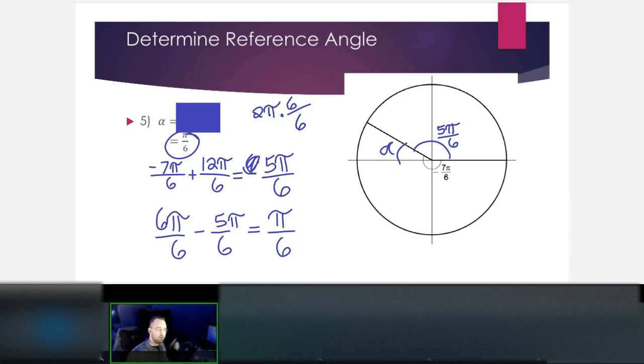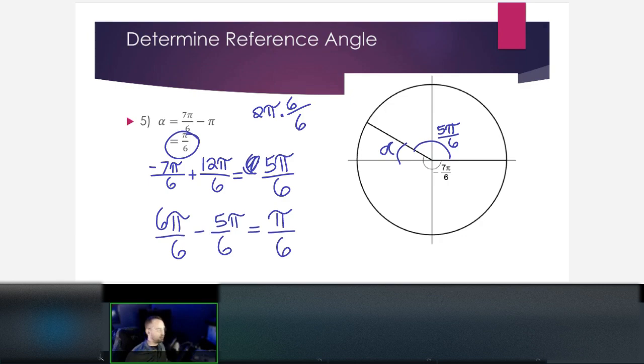You can also convert it to degrees, if you like looking at degrees better than radians. Most people do. I know I do. You can do it that way too, and just convert it back to radians when you're done. But this is how I did it.